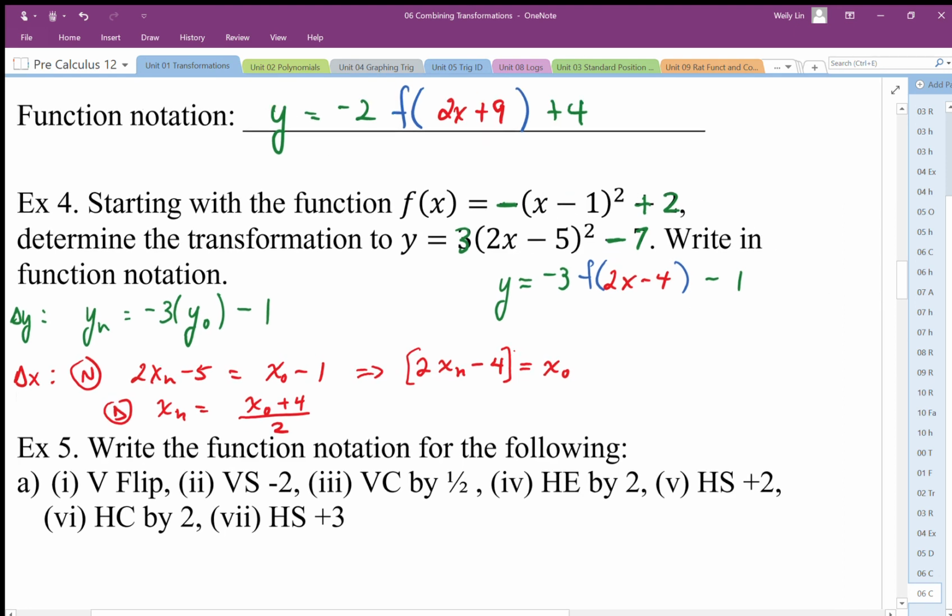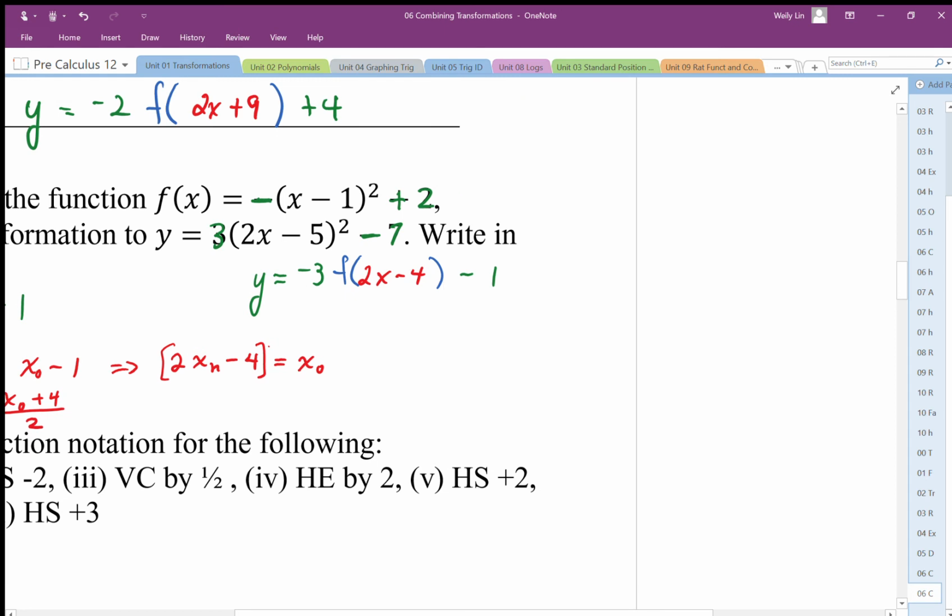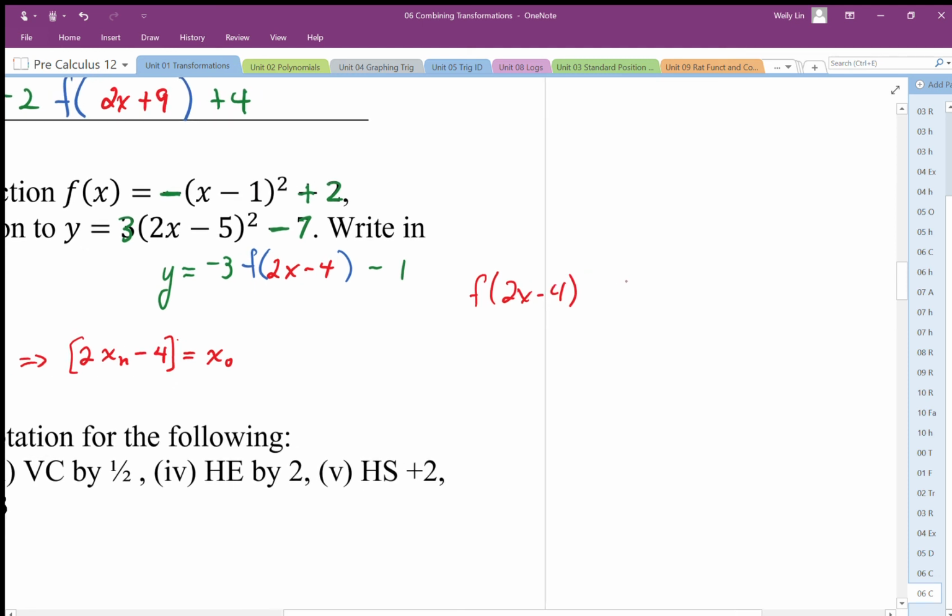So I'd better double check that. I'm going to apply the function notation. If I do f of 2x minus 4, I'm just going to do the inside part. That's going to be negative, it's going to be 2x minus 4 minus 1. When I simplify that, I get 2x minus 5. Yep, that's the right function notation that I need to put in here to get me to the new notation here.